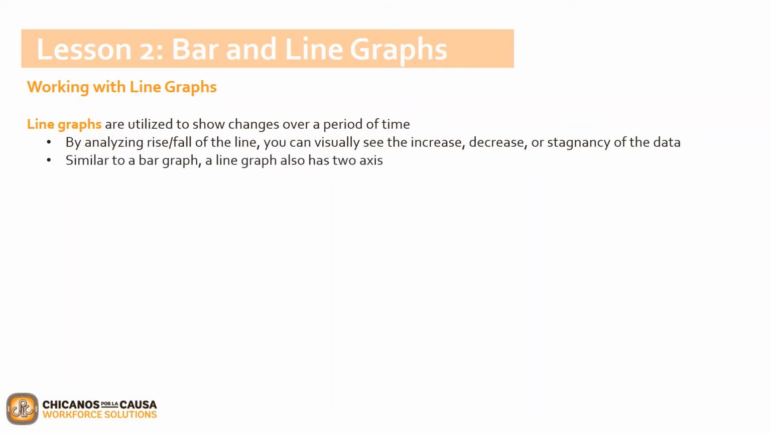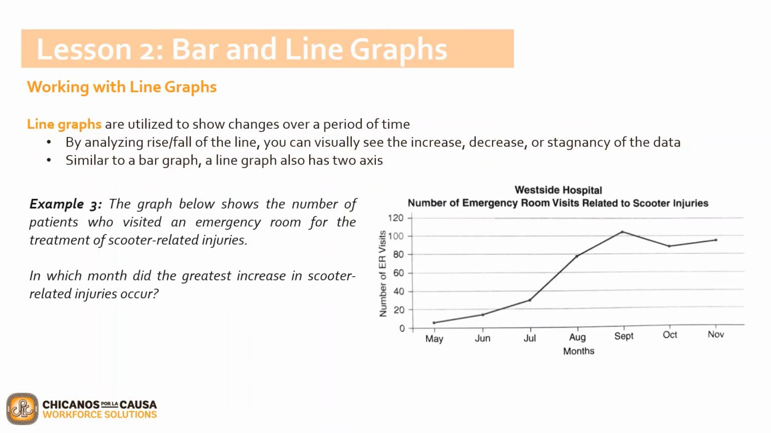Similar to a bar graph, a line graph also has two axes, which represent two sets of information. So let's look at this in our first example, example 3. The graph below shows the number of patients who visited an emergency room for the treatment of scooter-related injuries. In which month did the greatest increase in scooter-related injuries occur?